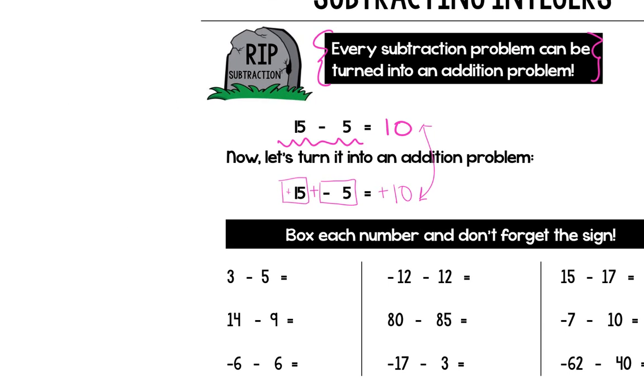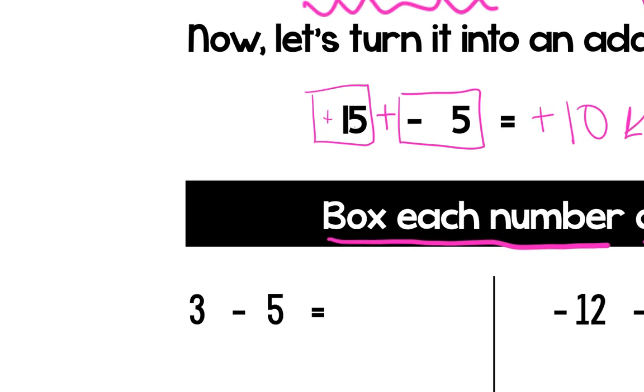So the way that we're going to do this is we are going to box each number with the sign that is in front of it. That's a very important piece. So I'm going to take this first number, 3. The sign that is in front of this, there's no sign here, so we're going to assume that's a positive. Then we are going to box in this subtract 5, which becomes a negative 5. Subtraction signs and negative signs can be used interchangeably.